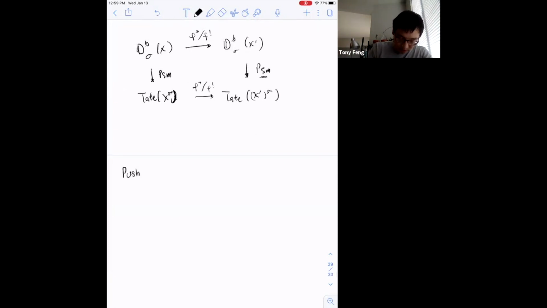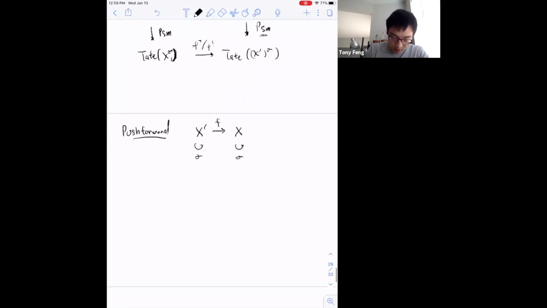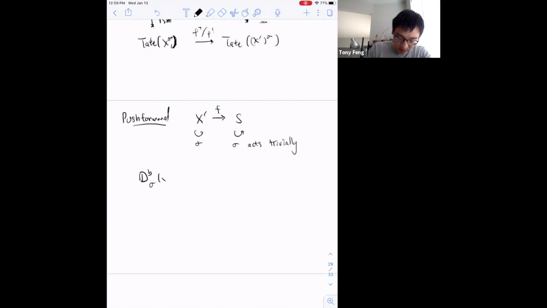And finally, something which has a little bit more content, although we've already seen the content, is that if I have a push forward map, then, I'm going to write this differently to emphasize it. I may as well just assume that sigma is acting trivially here on S, because if you think about it, the statement will always reduce to such a case. And the statement is that the push forward at the level of derived categories commutes with the Smith restriction.